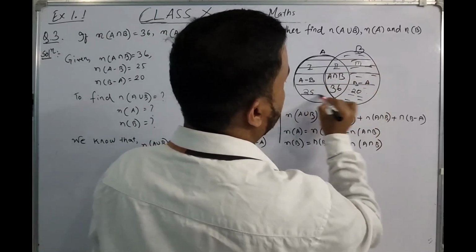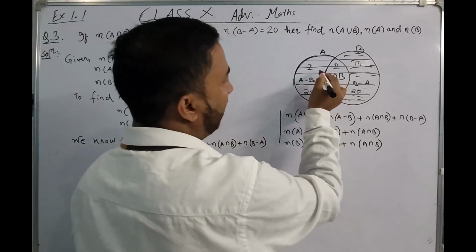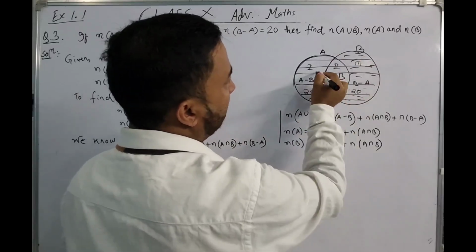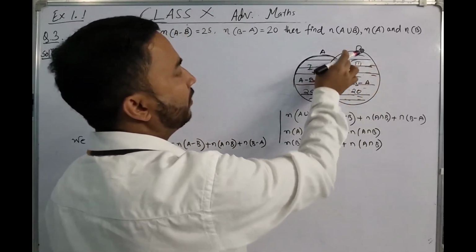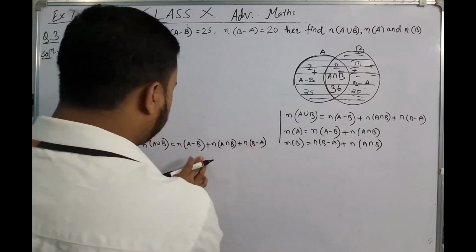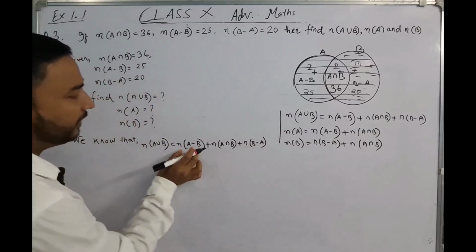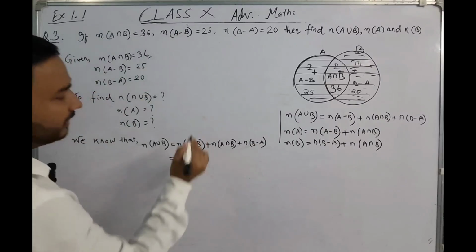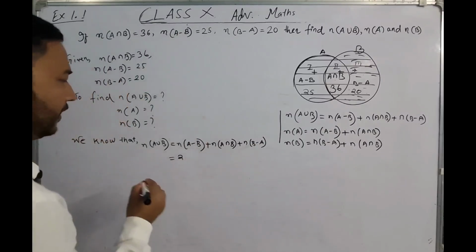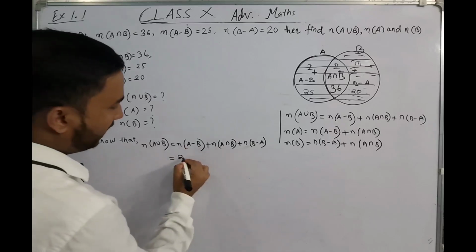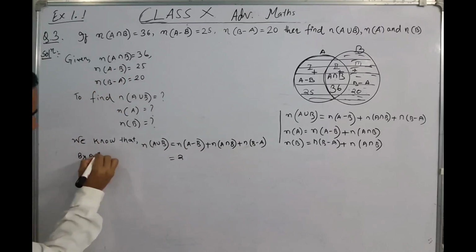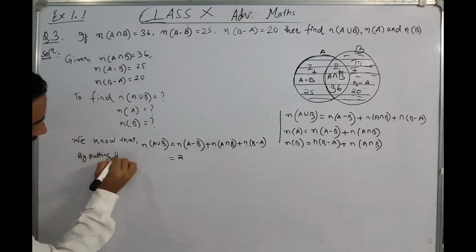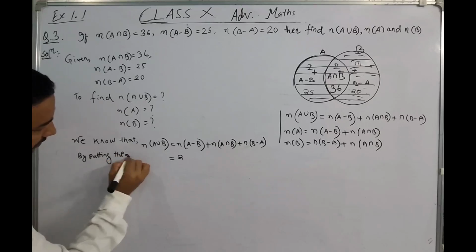Can I get A union B by adding this part plus this part plus this part? The summation of these three will give you A union B. That's why I am adding these. Now what is the number of A difference B? Since it is already given, I will simply put the values, by putting the given values.